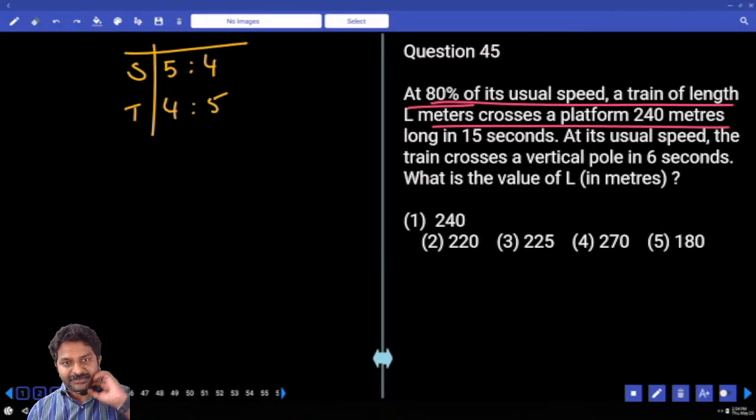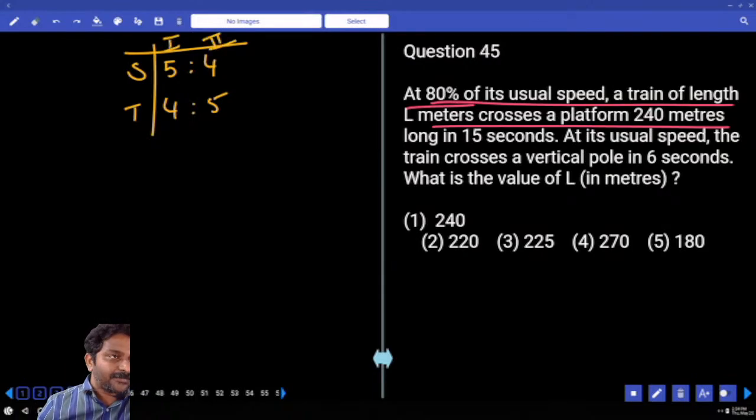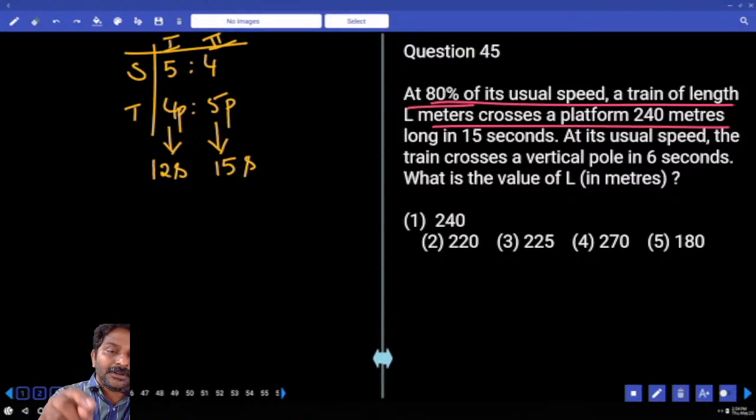Now, whatever information we have here, is it about the first case or the second case? The underlined information, is it about the first case or the second case? Because it is traveling with reduced speed, that must be with 4-part speed only. In that case, what was the time taken? 5 parts original, and you know that 5 parts is equal to 15. Then 4 parts is equal to 12 seconds.